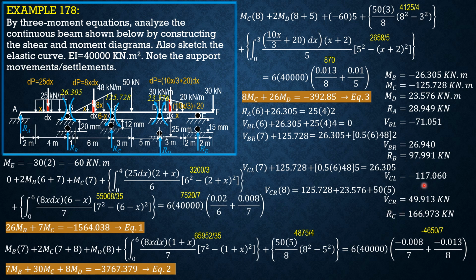minus shear at C just to the left. So 49.913 plus 117.06 is equal to 166.973 kilonewtons. For the rest of the reactions, let's have it on the next slide. Next slide.